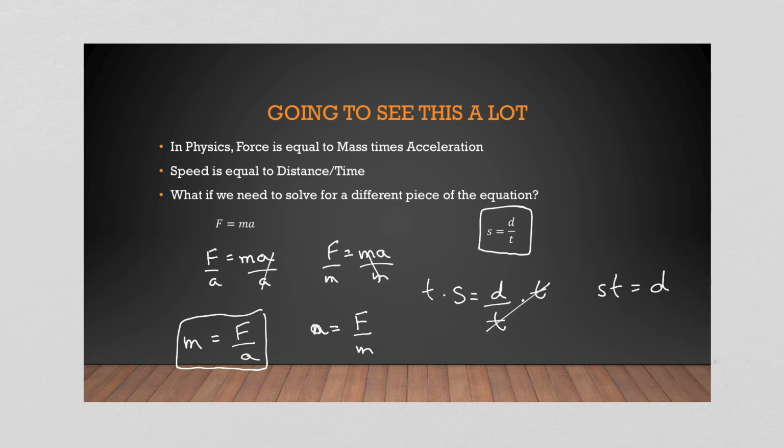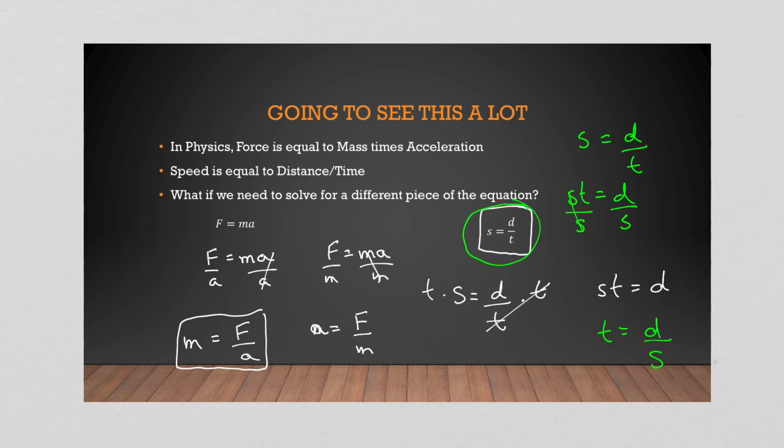So there's 1. Actually, we've gotten to speed times time equals distance, and then let's divide both sides by speed. So now you also get that time is equal to distance over speed. So you have 3 things. You get speed is distance over time, and that should make sense, kilometers per hour.